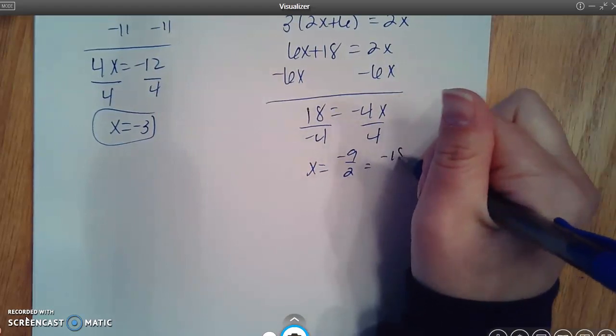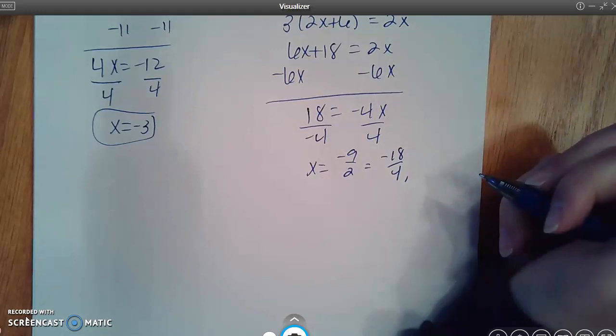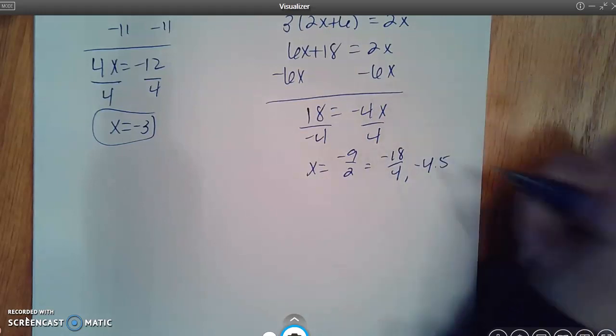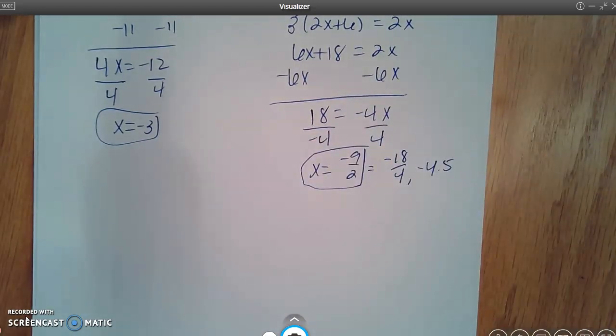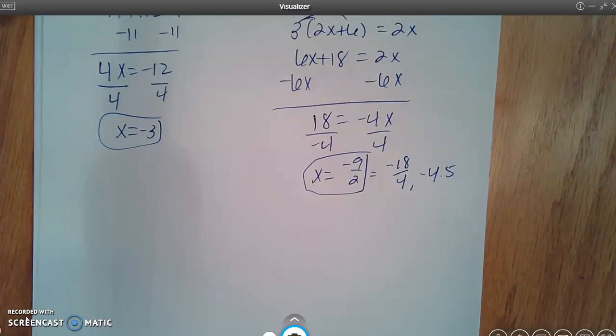Technically, you could say it's -18/4, and if you really wanted to, you could also say it's -4.5. Any of those answers would work, but this is typically the one that you would see from me. Okay, let's flip the page. Let's try it now when everything can simplify.